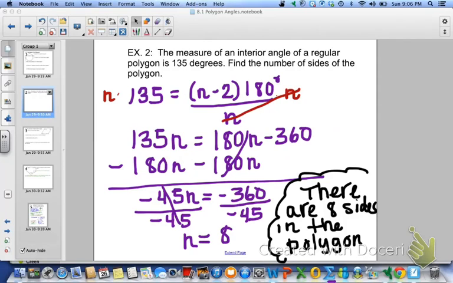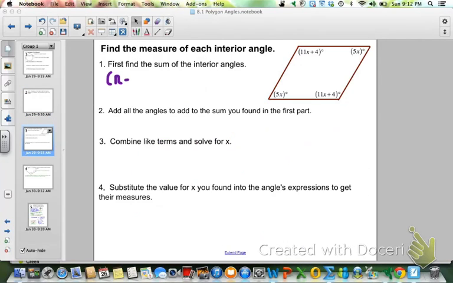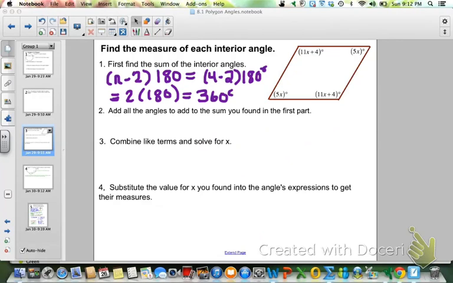You need to actually answer the question. In this one, we're going to find the measure of each interior angle, and I've already started making my sum out because I know that I have 4 sides here, which means the sum will be 4 minus 2 times 180. 2 times 180 actually gives me 360. So anytime we have a quadrilateral, the sum of all the angles will be 360.